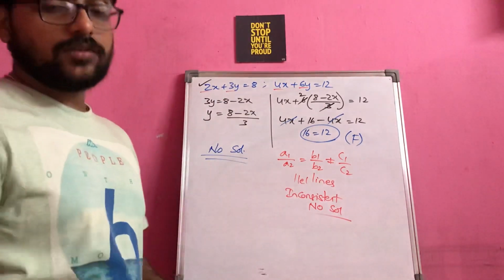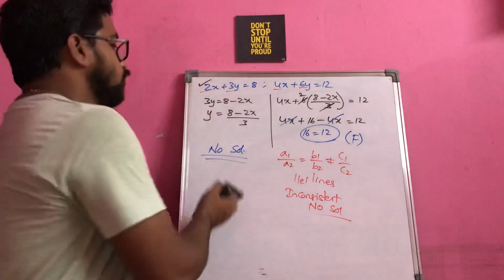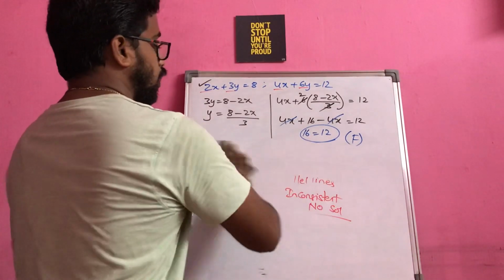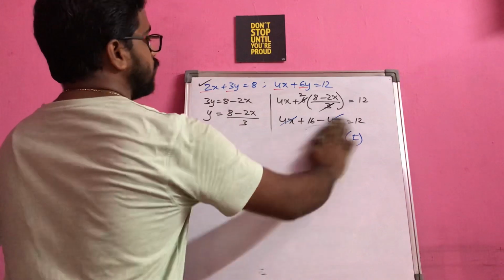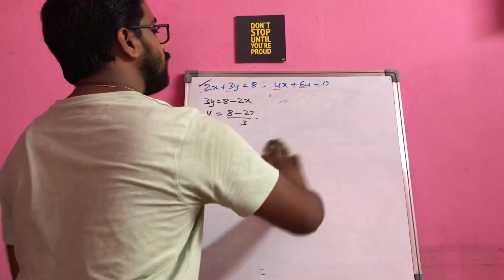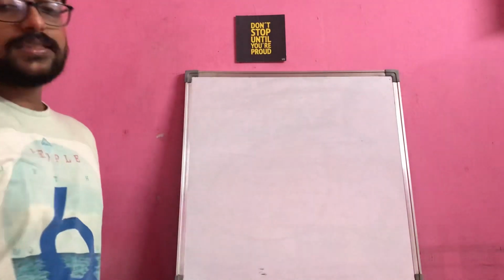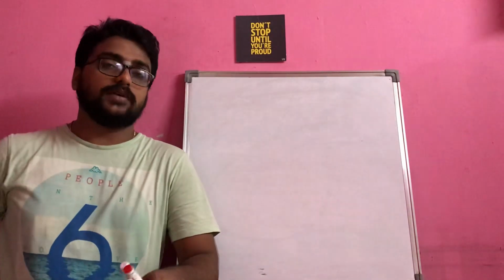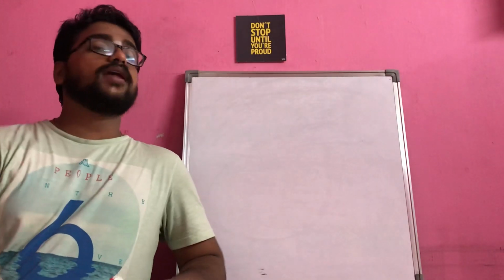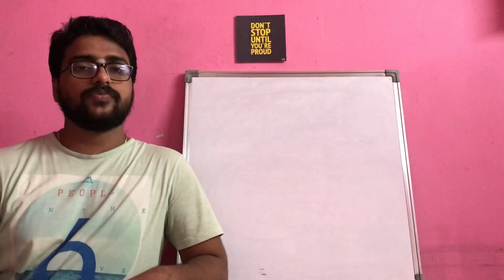If this is an objective question, we won't do this much also. You just cross check the ratios of the coefficients. That itself gives me the information that the lines are parallel, indicating an inconsistent pair of linear equations, which means they won't have any solution at all, right?